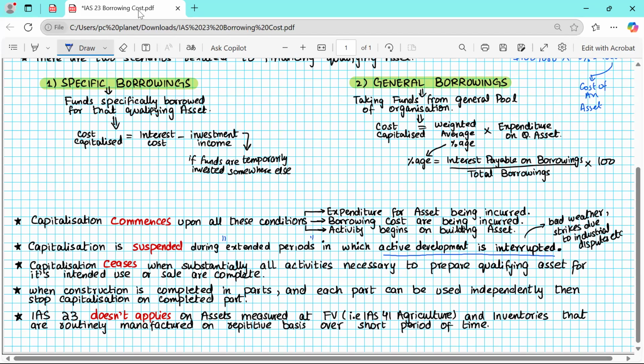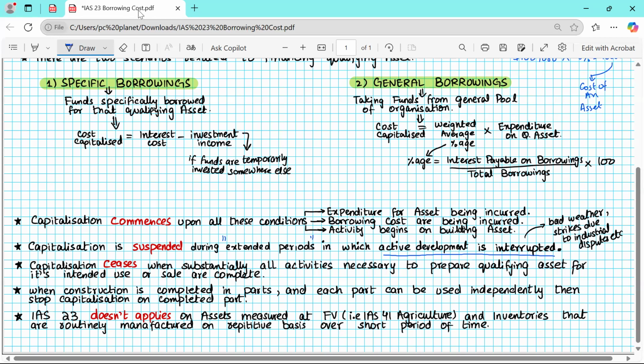Similarly, because of some industrial disputes, the employees are on strike for, let's say, 1 month, 2 months, 3 months. Then during that period as well, you have to suspend the capitalization. Remember, you cannot suspend the capitalization if there is a delay because of any kind of administrative work, or if the delay is necessary for the production. Let's say you are preparing some big project. After doing part of that project, you have to take a break, and then you have to start onwards.